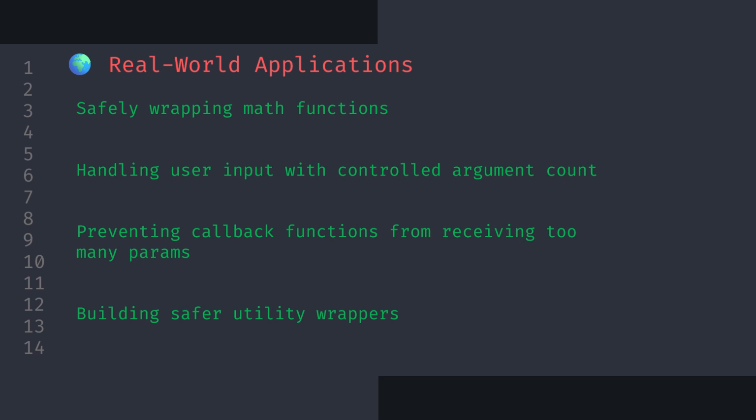This tool is useful when working with utility functions like Math.max or Math.min. It's also great when working with APIs or callbacks, where excess data can cause bugs. This wrapper keeps your code more robust. Let's summarize what we've learned.